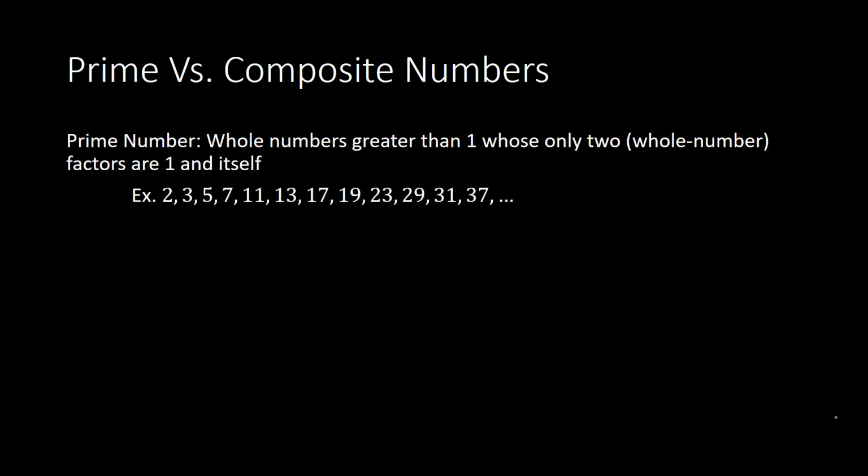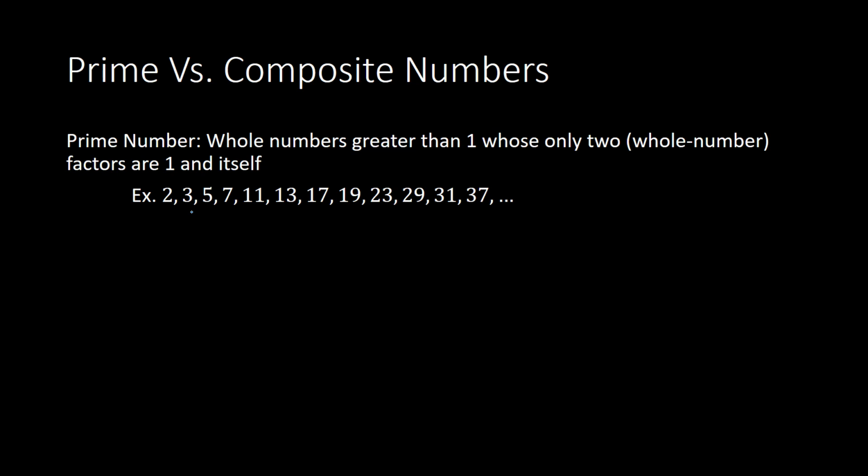So for example, we see here there's a list of numbers. And if you look at each number, the only whole number that we can divide each of these by would be itself and 1. So for example, the number 3. The only thing we can divide 3 by would be 1 or itself. There's no whole number that we can divide the 3 by.